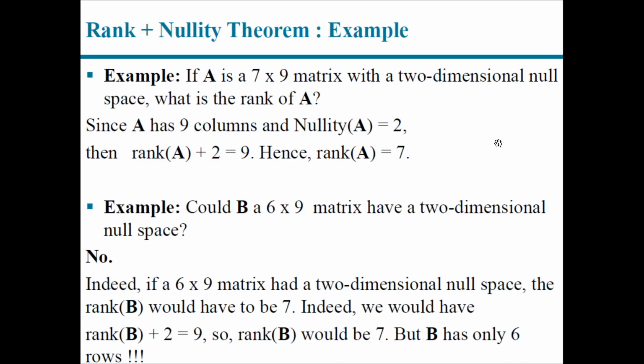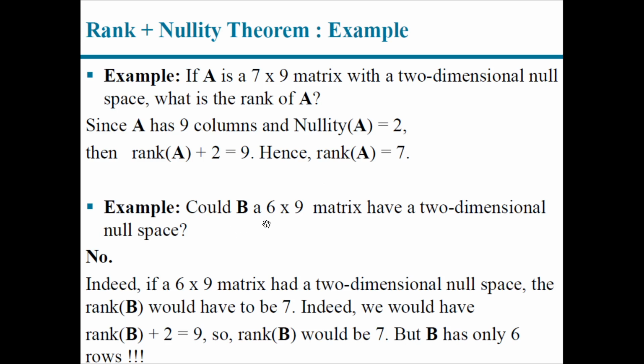An application of this result. Let's say I have a 7 by 9 matrix, so I have 9 columns, so 9 variables. And the question is, I have this 7 by 9 matrix and the dimension of its null space is 2, a two-dimensional null space. So nullity is 2. What is the rank? Well, that's not complicated because rank plus nullity is equal to 9. Nullity is 2, and 9 is the total number of columns or variables, as you like. So rank must be 7. Very easy.